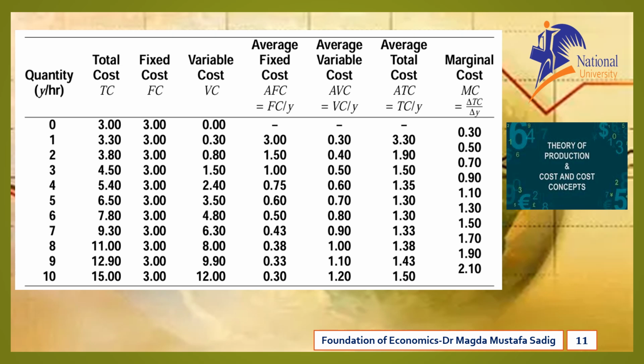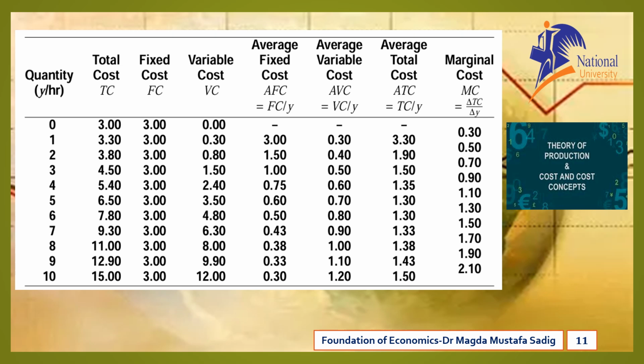Let us take the quantity and move the quantity range from 0 up to 10, and the total cost from 3 to 3.30, 3.80, 4.50, up to 15 units. The fixed cost remains fixed at all levels of output. The variable cost changes with the level of quantity, and the total cost is obtained by adding up the variable cost plus fixed cost at each level of output.